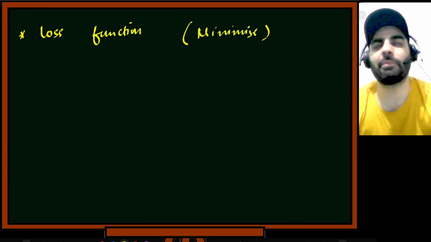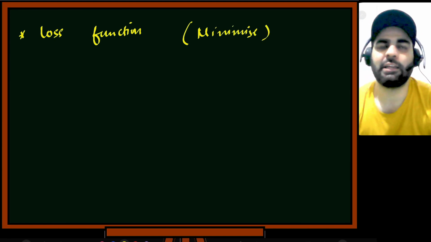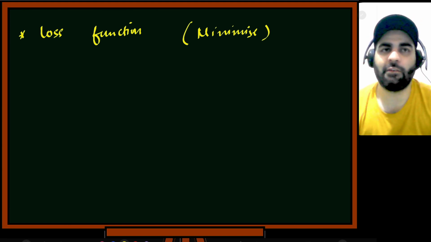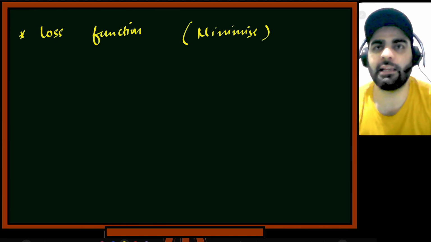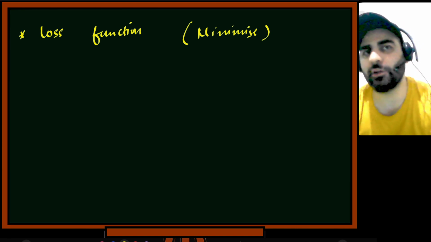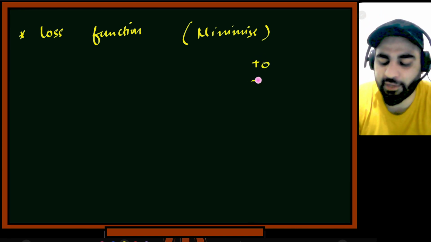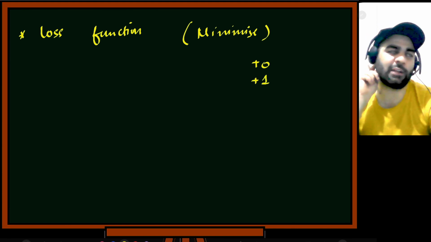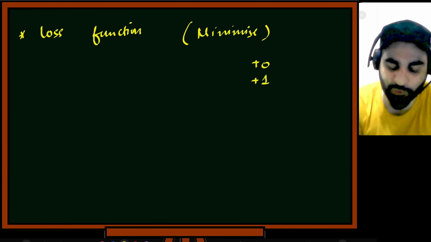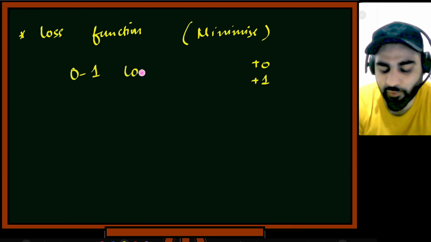If you remember the binary loss, we said that when you have a correct classification, you will not add anything, you will add 0. For misclassification, you will add 1. So that was our binary loss, or we call it 0-1 loss also.